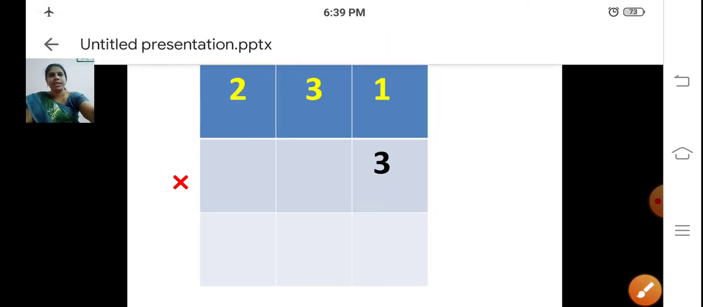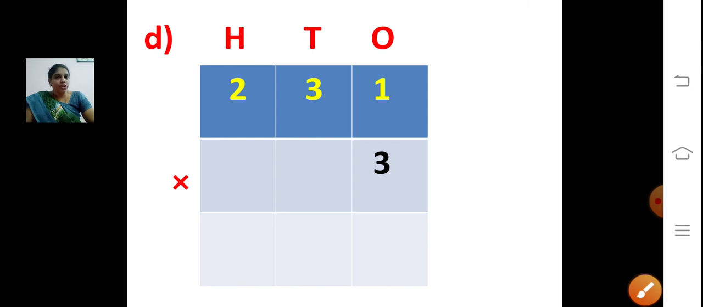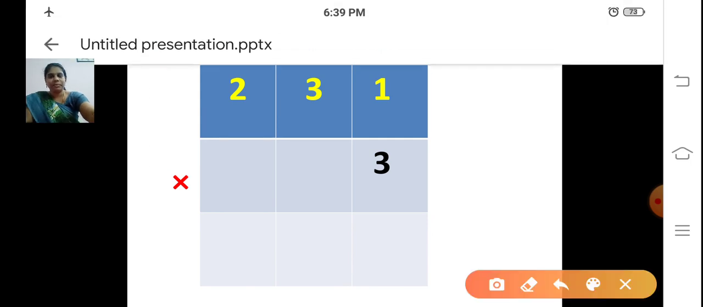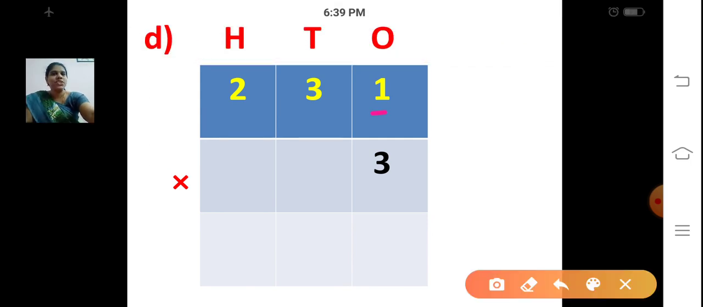Now D sum. We are going to multiply 231 into 3. We are going to multiply the 3-digit number 231 by 3. How to do this? So where will you start? We are going to start with the digit at the ones place, right? So we are going to multiply the digit at the ones place by the number below. What number are we having? 3, right? So both numbers we are going to multiply. 1 into 3.